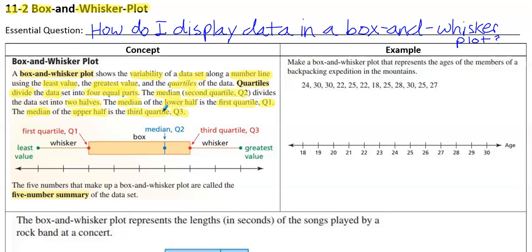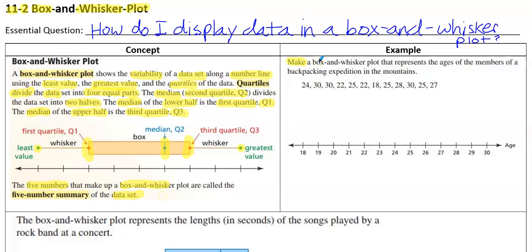There are 5 numbers that you need to know to make a Box-and-Whisker plot. The least value of the data set, the greatest value of the data set, then the number that's exactly in the middle if the data are ordered from least to greatest, that's the median. The median of the lower half is the first quartile, and the median of the upper half is the third quartile. So 1, 2, 3, 4, 5. There are 5 numbers, and we call these the 5-number summary of the data set. All right, let's do an example.